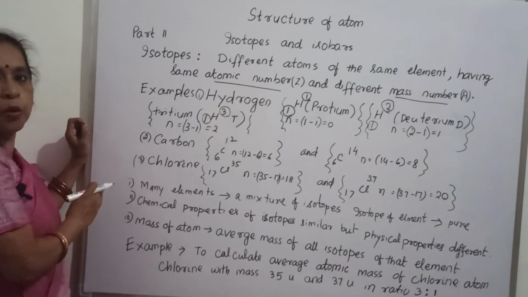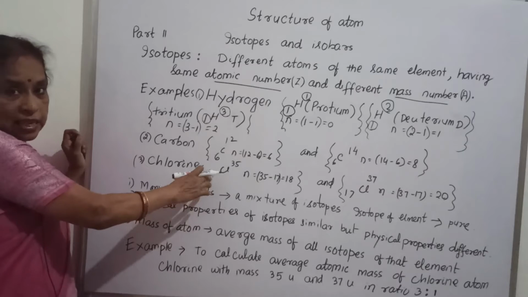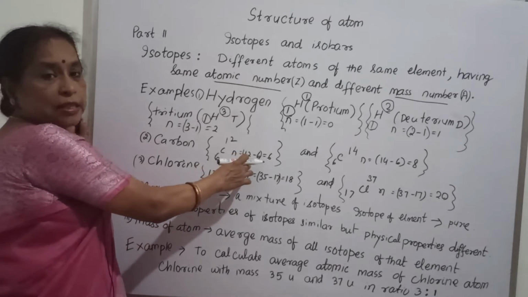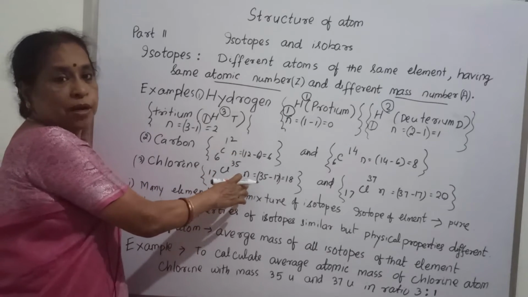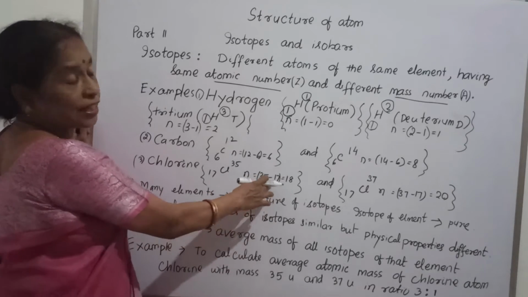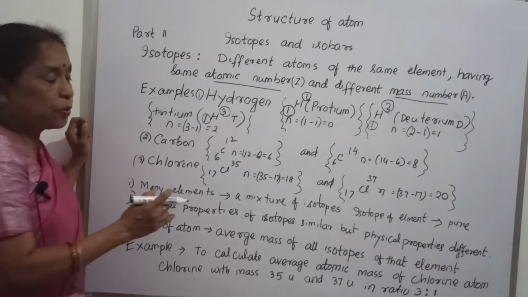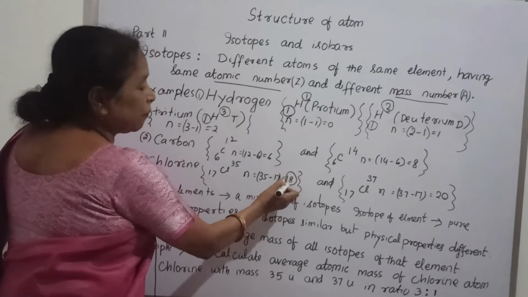Third example, chlorine. In chlorine, 17Cl35. 17 is the atomic number and 35 is the mass number. So what is the number of neutrons here? N equals 35 minus 17, which is equal to 18. That means here the number of neutrons is 18.